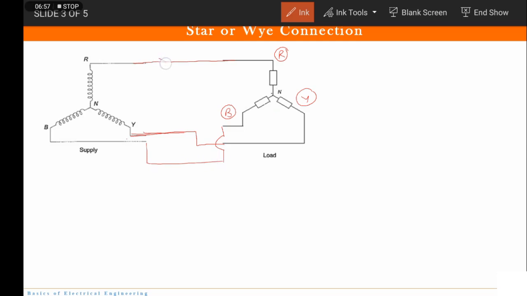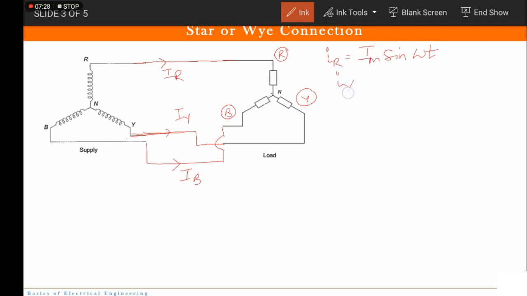Let us denote all the currents. This is IR, this is IY, and this is IB. Now see, here we have not connected the neutral wire. Why? We will discuss that now. So how do I represent the current? Any instantaneous current, which is sinusoidal, will be represented by Im sin omega t.